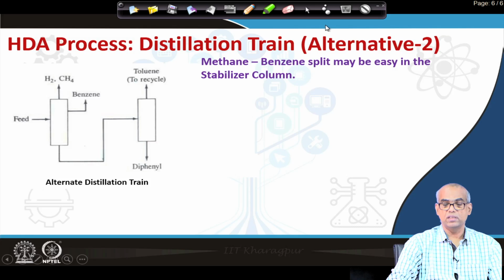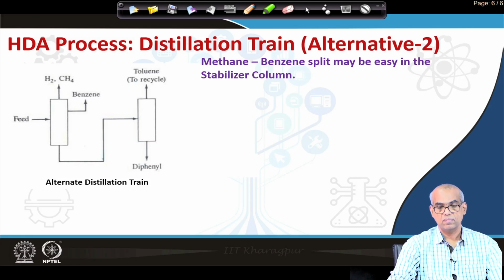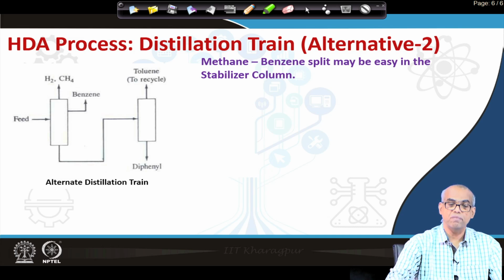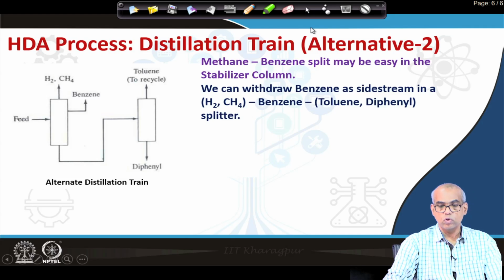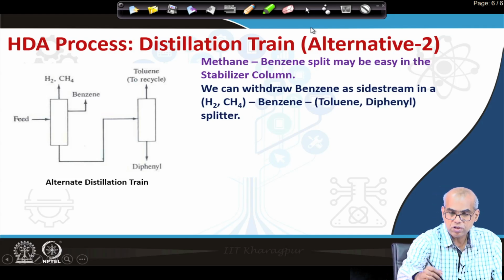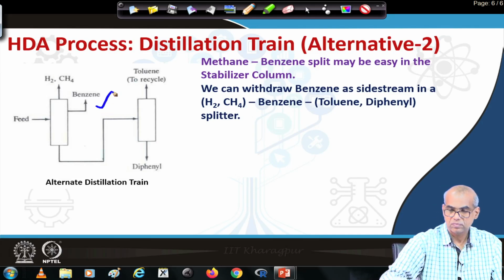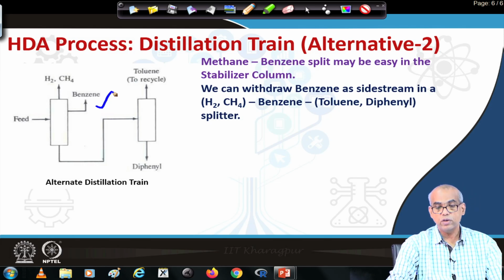Now, there is another alternative. The methane benzene split may be easy in the first column, that is the stabilizer column. So, we can withdraw benzene as side stream in a hydrogen methane benzene toluene diphenyl splitter.